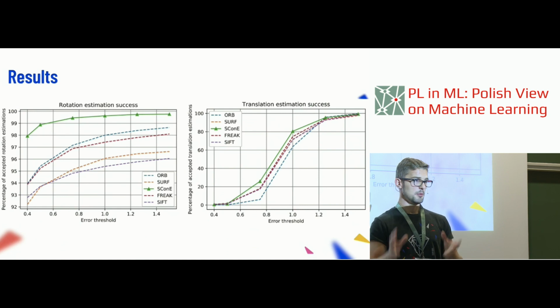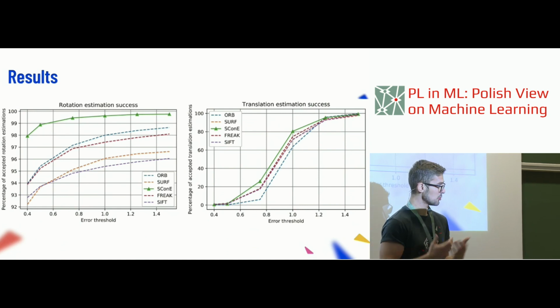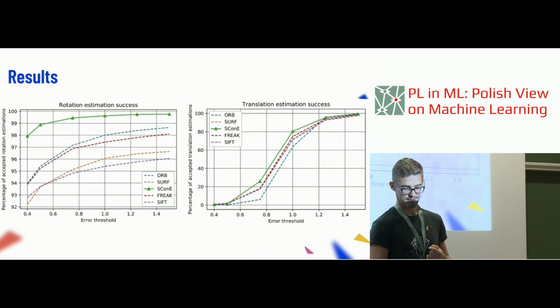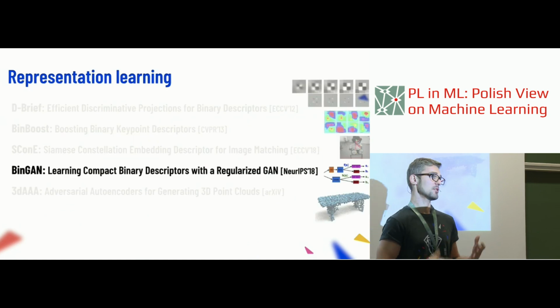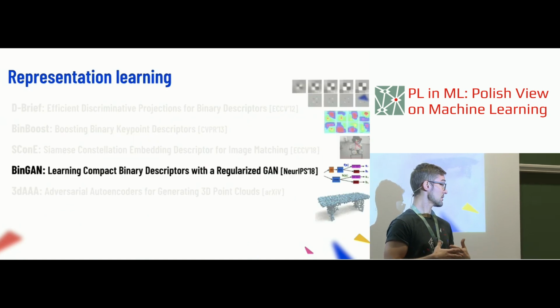So this is pretty much it when it comes to the part without GANs. Now Maciej is going to take the next steps, which is how to incorporate GANs into this whole descriptor learning part.